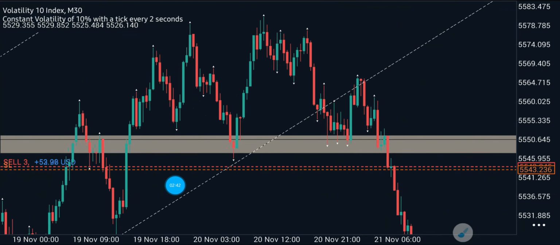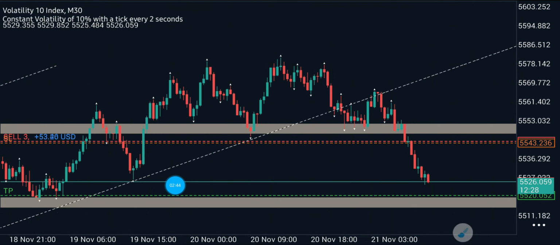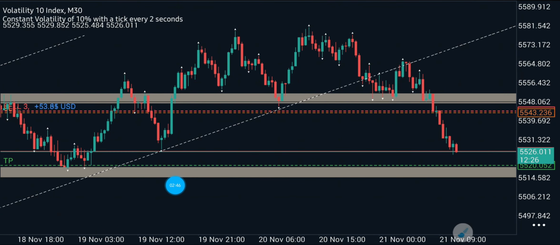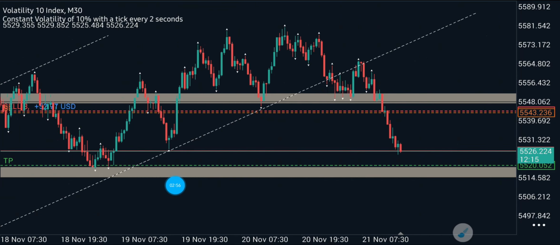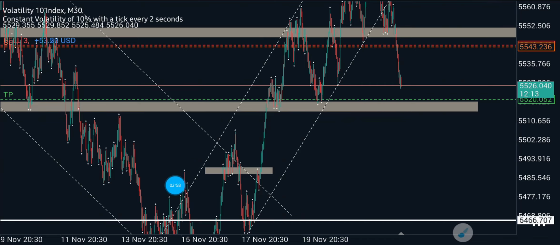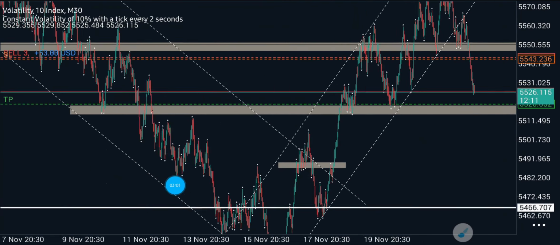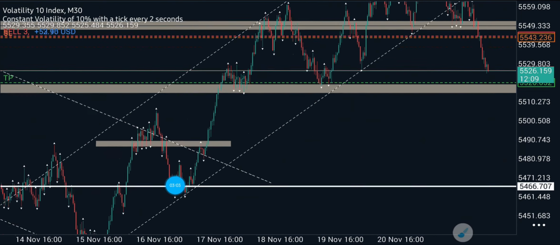So this is the 30-minute time frame. And as you can see, even on the 30-minute time frame, the market was losing its momentum. The buyers were losing their momentum because I have my counter trend line. You see, this is the counter trend line. This is the counter trend line.